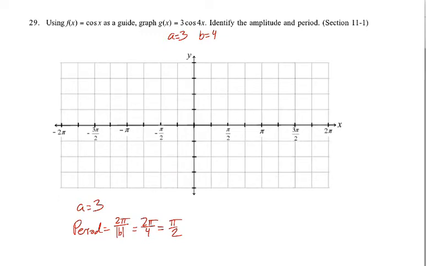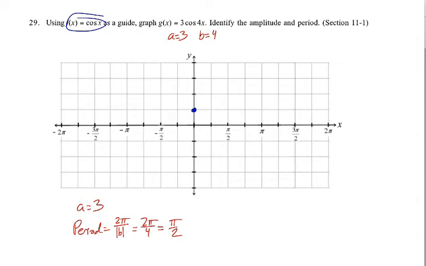Alright, now it says using cosine of x as a guide. I'm going to graph that in blue just to give us a baseline. So cosine of x, that just goes up by 1. Now, I always refer to x equals 0 as the starting point. And cosine graphs, as long as there's no phase shift, always start at their amplitude at x equals 0. So it's got an amplitude of 1, and it's got a period of 2 pi.